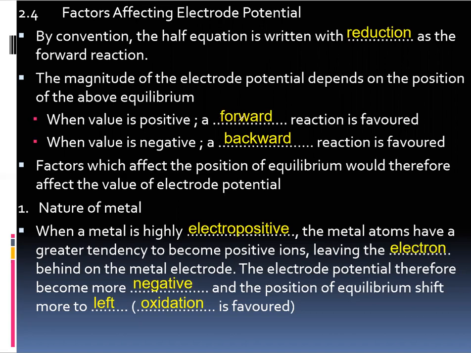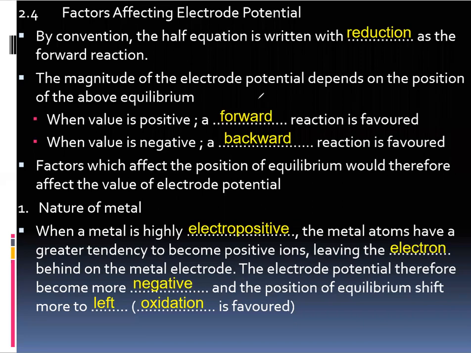So if the value of the electrode potential E naught is positive, which we shall see when we begin to solve for the next equation, then it means it favors a forward reaction. And if it is negative, it favors a backward reaction. Now let's see some of those factors that will affect the electrode potential. The first is the nature of the metal. The nature of the metal will determine whether the reaction will favor a forward reaction or a backward reaction.